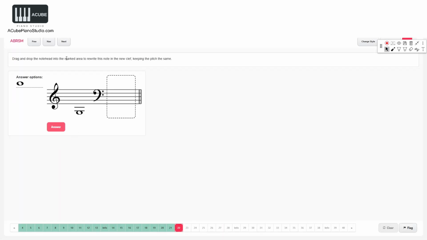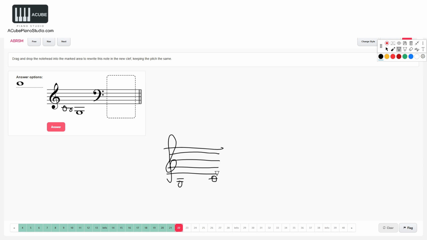Next, drag and drop the note head into the marked area to rewrite this note in the new clef, keeping the pitch the same. Okay, so let's take a look at this. If you look at this, this is C, then B. Okay, maybe I should write it here. So we have this note here, right? Let's use middle C as a reference, because we know where middle C is on the bass clef, right? Middle C is here. So we want to find what note this is. So let me highlight it.